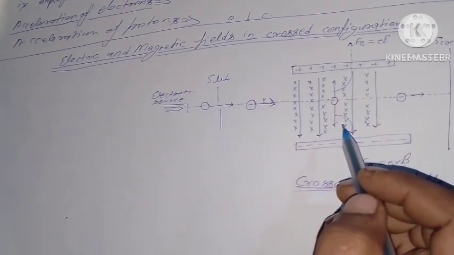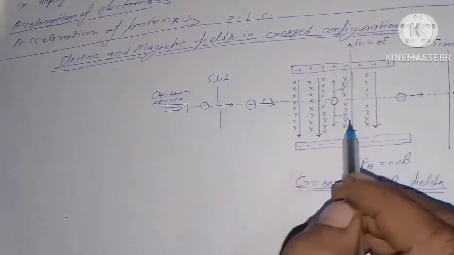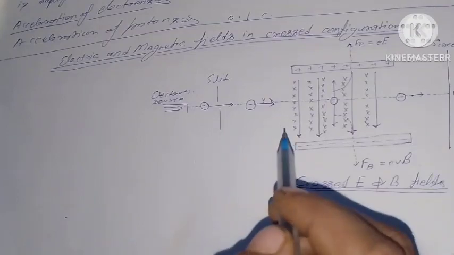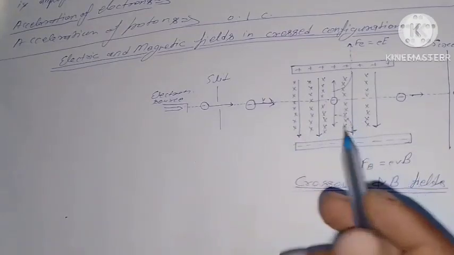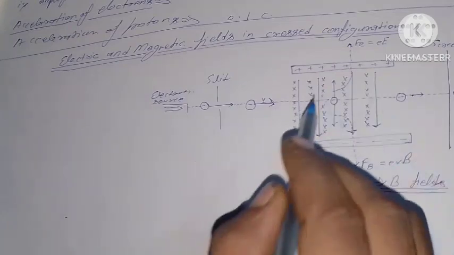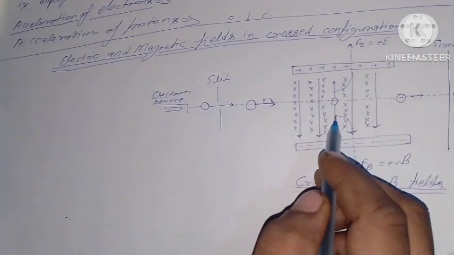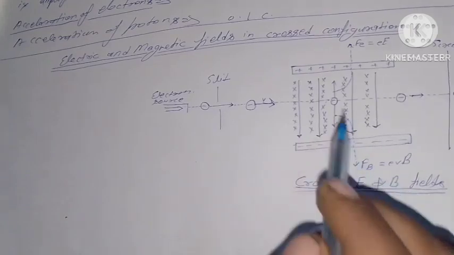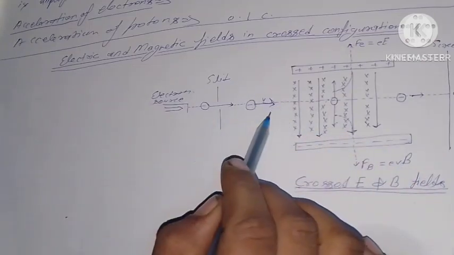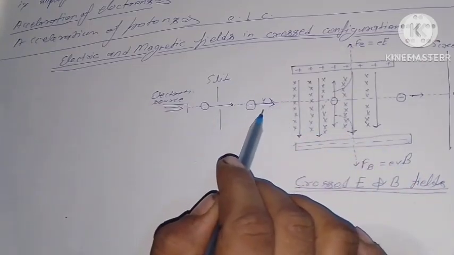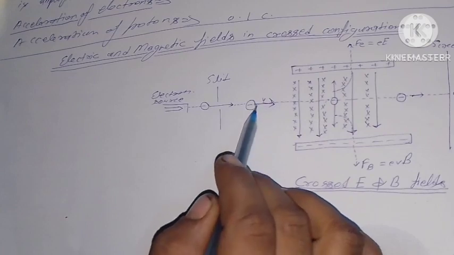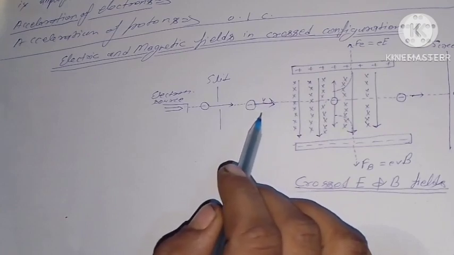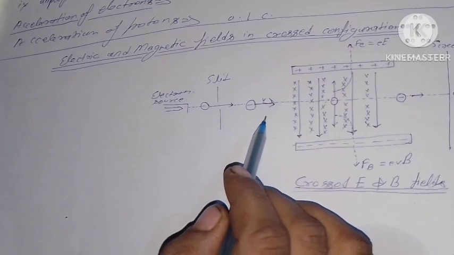Let the magnetic field B be acting into the page. Both these fields are mutually perpendicular and also perpendicular to the direction of motion of the electron, which is the x direction. Let a stream of electrons enter the region of crossed configuration with a velocity v.